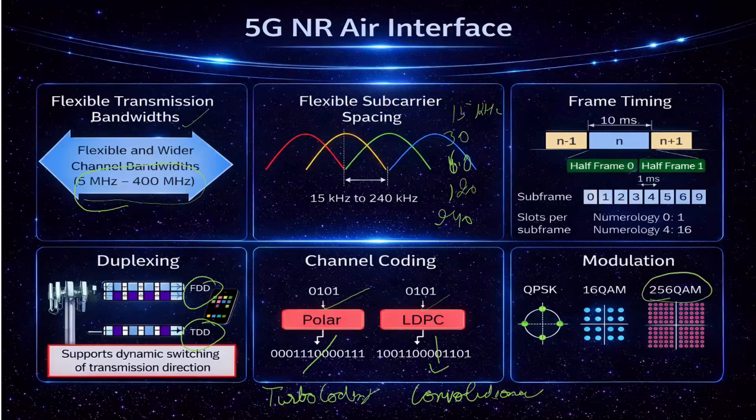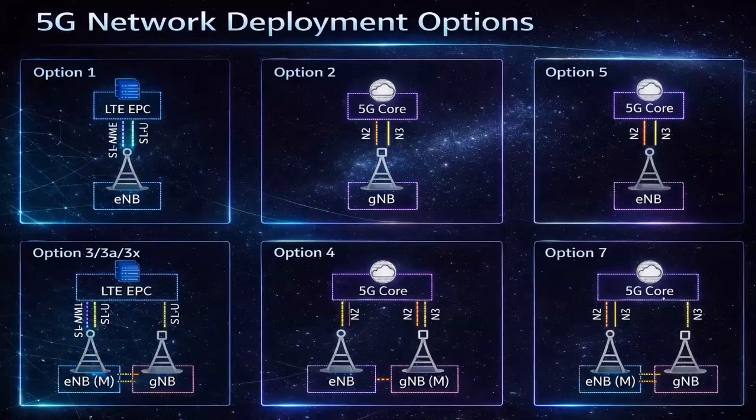So these features we should remember before jumping to the NTN features. In addition to that, as you know, 5G can be deployed in standalone mode as well as non-standalone mode. So in 5G, various options are possible. In standalone, option 1, option 2 and option 5 are possible. In non-standalone, we have various options like option 3, 3A, 3X, option 4 and option 7.